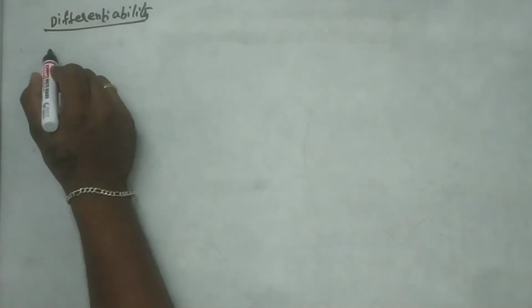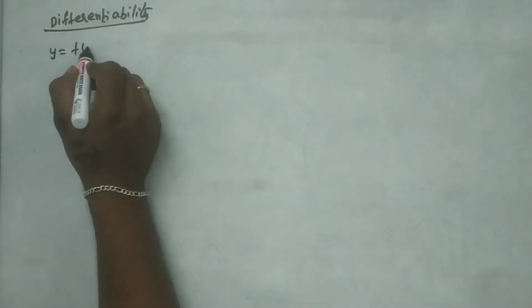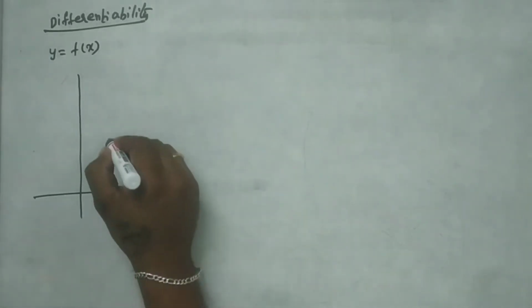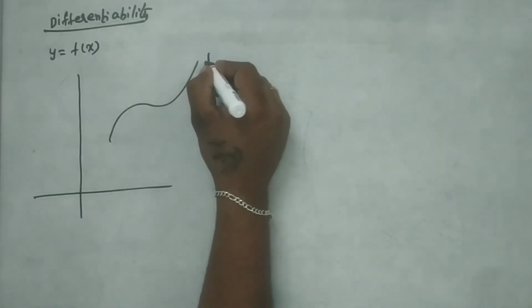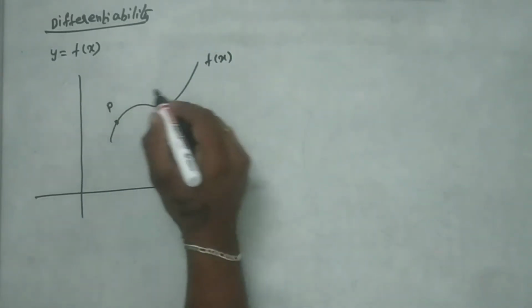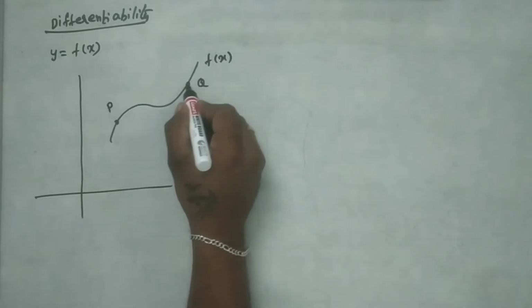Clear? So if I am taking a function y equals f of x, the graph of the function is given like that. It is my graph of function f of x. I am going to take 2 points on the graph. This is P, this will be Q.